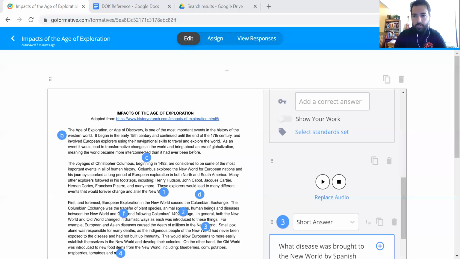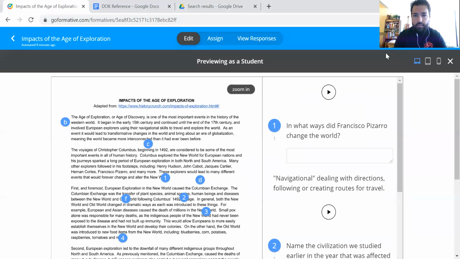I'm going to share my screen with you guys so you can see the GoFormative assignment. Okay, and there's my face. Let me put that over here. All right, so we're looking at it in the student view. See, it says previewing as a student there. And this is what it's going to look like if you're using a Chromebook or a laptop.